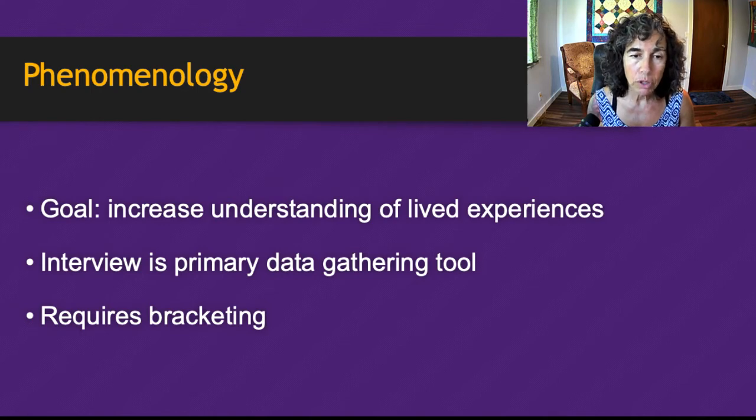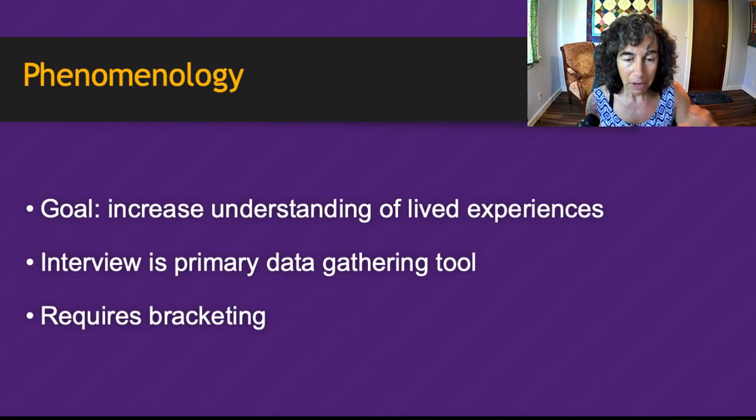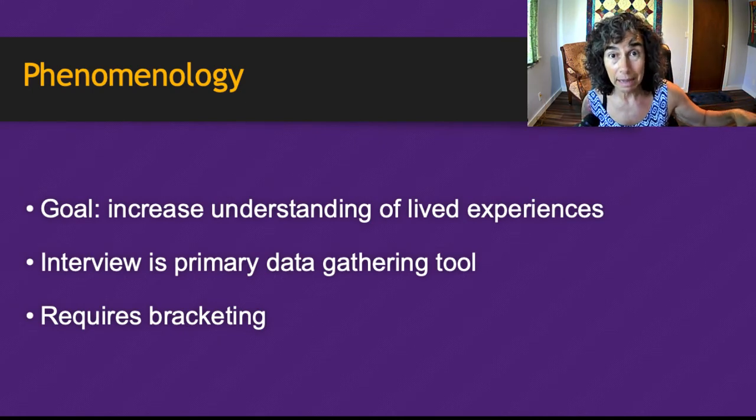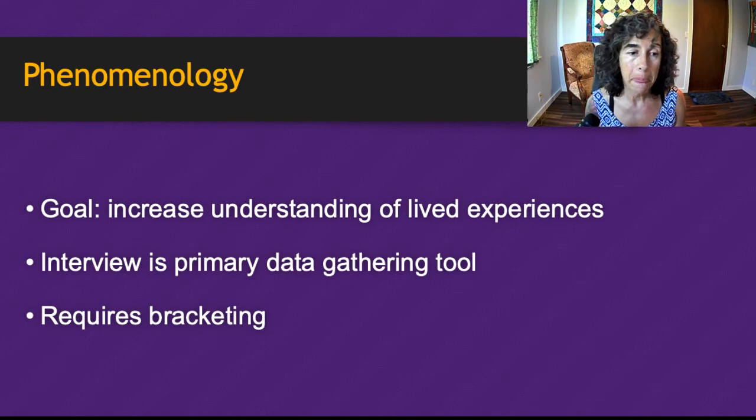Within the approach, we need to do something called bracketing. What bracketing means is that we identify our own biases and we then very purposefully and consciously set them aside so that we're not influenced by them.